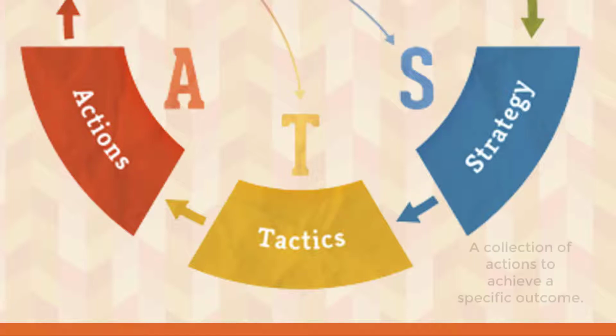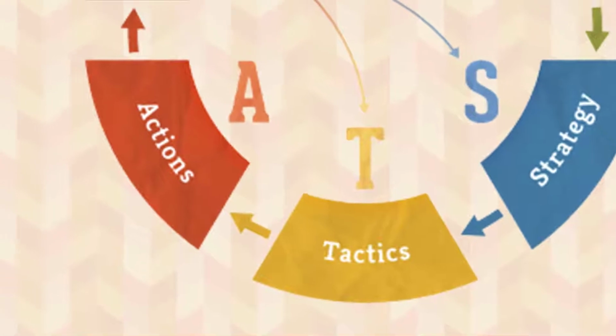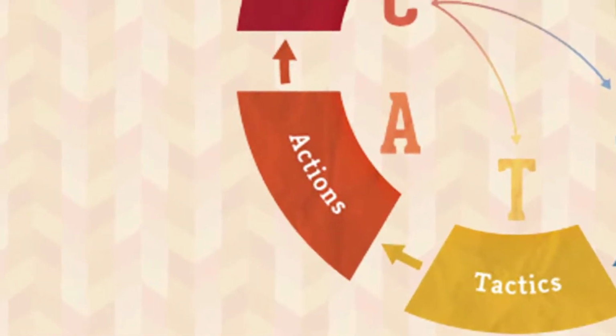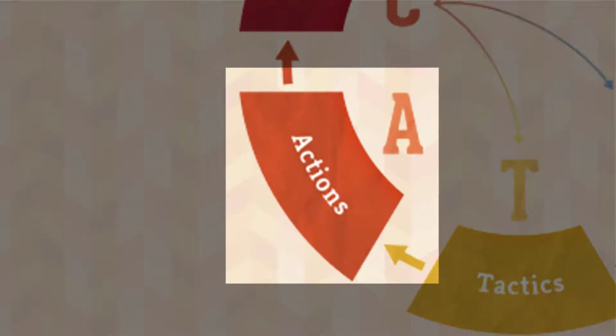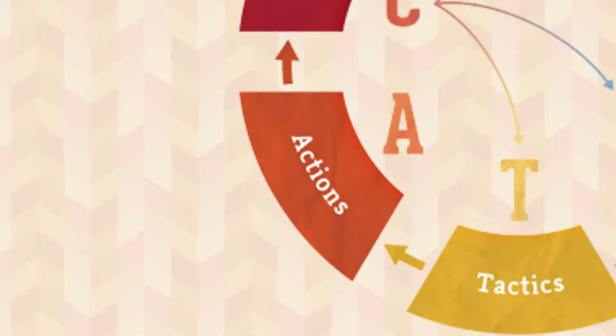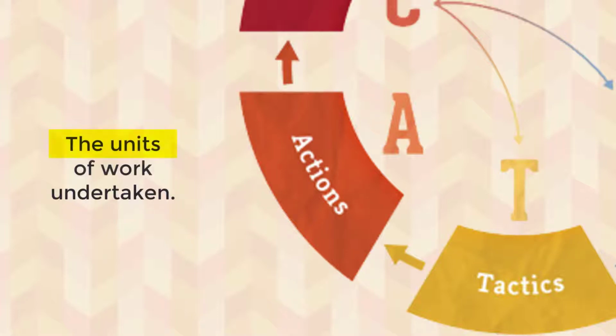Because tactics are quite literally defined as a collection of actions to achieve a specific outcome, it's no surprise that after tactics come actions. These can range from our literal day-to-day actions like filming B-roll, scheduling interviews, and so on, to more campaign-centric actions like conducting keyword research to support the campaign, or identifying aligned influencers for earned media promotion. To define actions, we'd say they are the units of work undertaken.